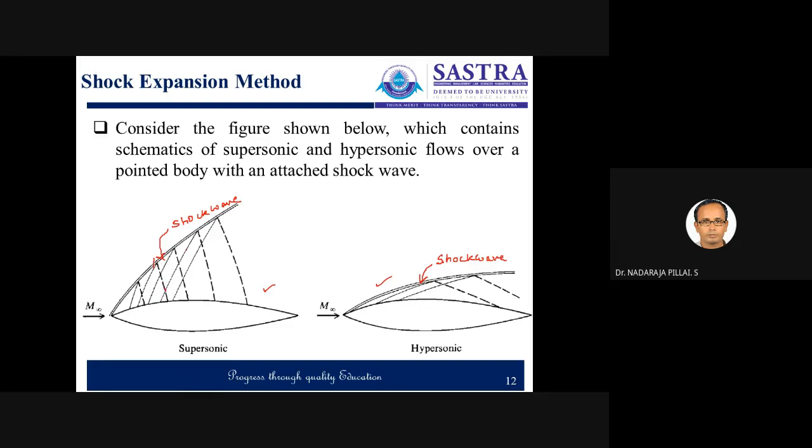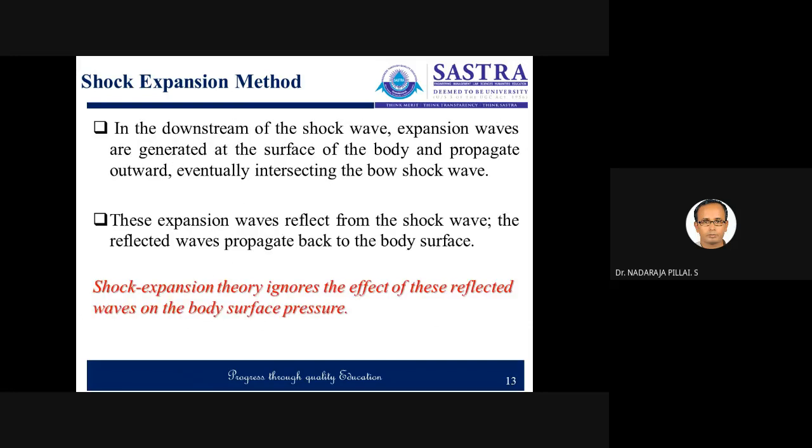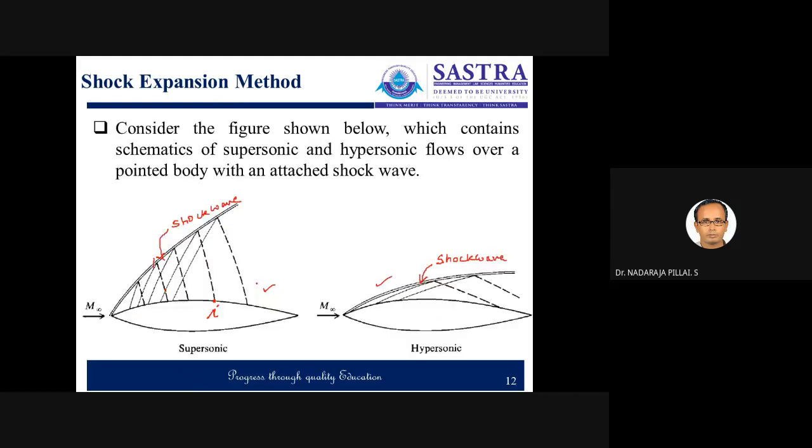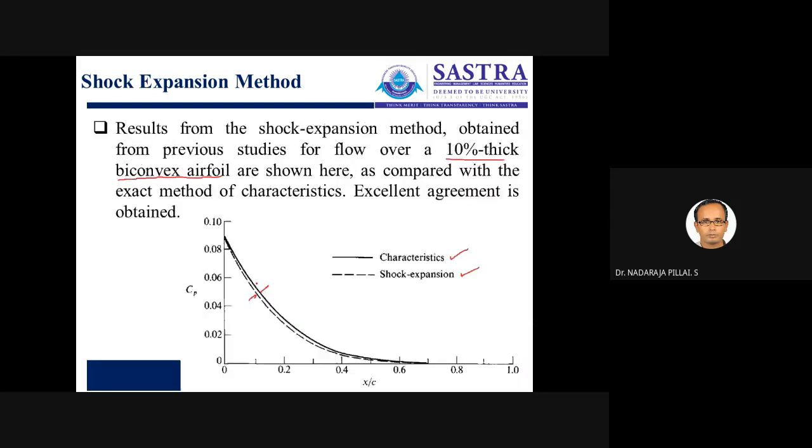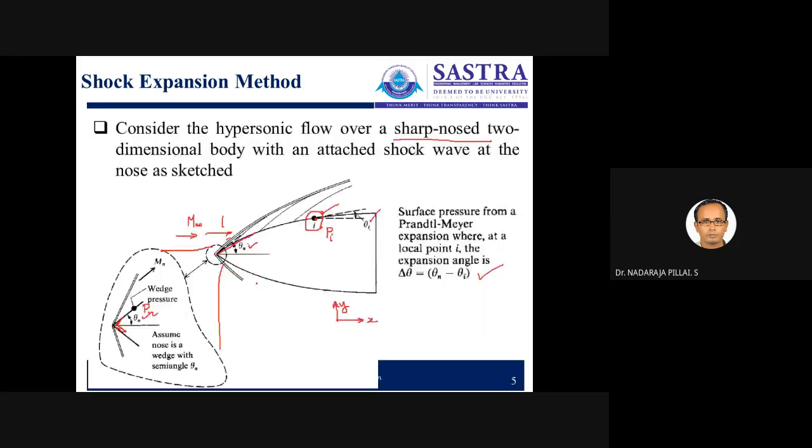This wave again hits the body surface, and if you want to calculate something at the point I, the influence of the reflected shock wave will also be there. Correct? So in the shock expansion theory, we ignore the effect of these reflected waves on the body surface. Right? So you remember, once we calculate the pressure on the body surface, we never consider this kind of reflecting waves. Correct?